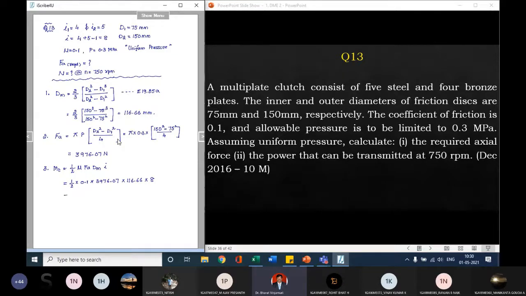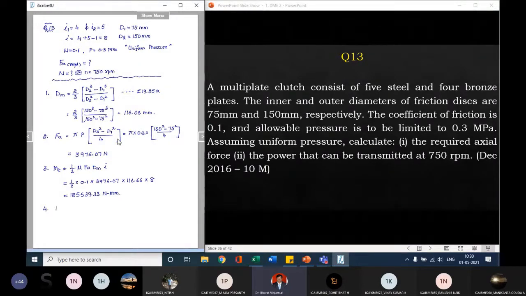So you have got MT. How much is this MT? 185539.33. Right. So we got this one, 185539.33. So you have got MT.